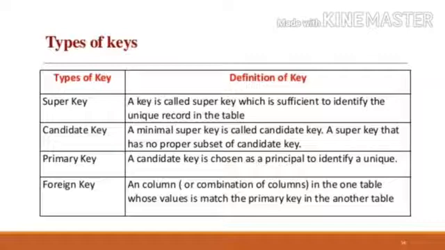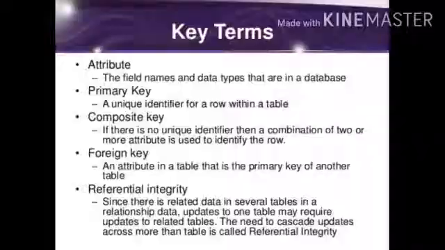Candidate key: a minimal super key is called a candidate key. Primary key: a candidate key is chosen as the primary key. Next are key terms like attribute, primary key, composite key, and foreign key. We have discussed the primary key, composite key, and foreign key. A foreign key is an attribute in a table that is a primary key for another table. Like if there are two tables, and in one table there is a primary key, then in the other table it is called a foreign key.